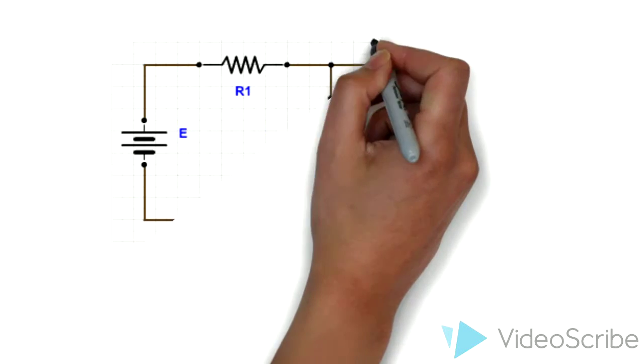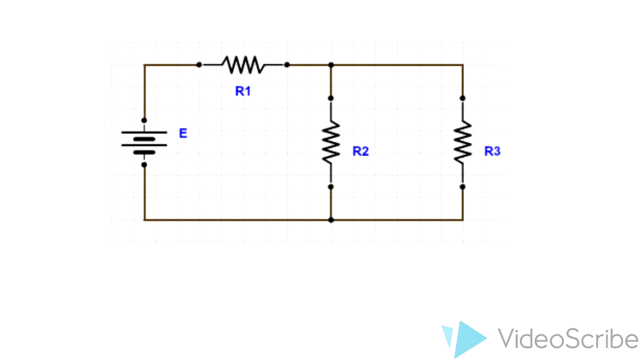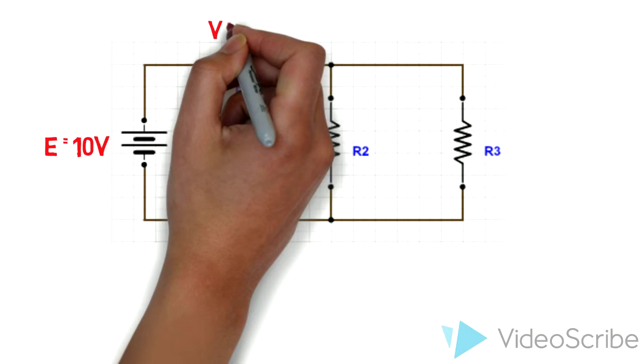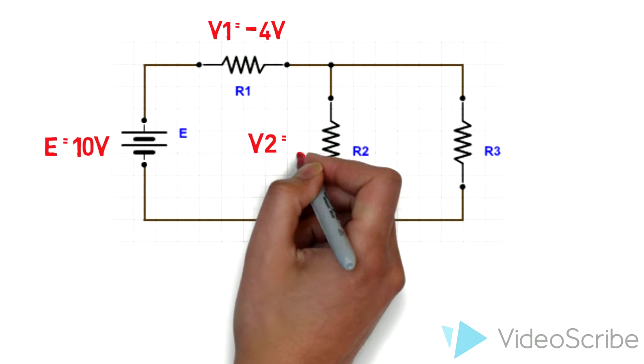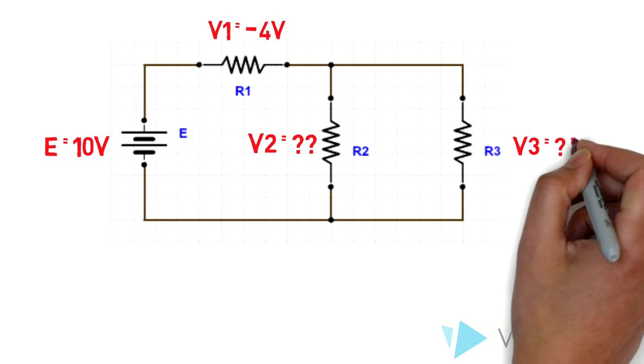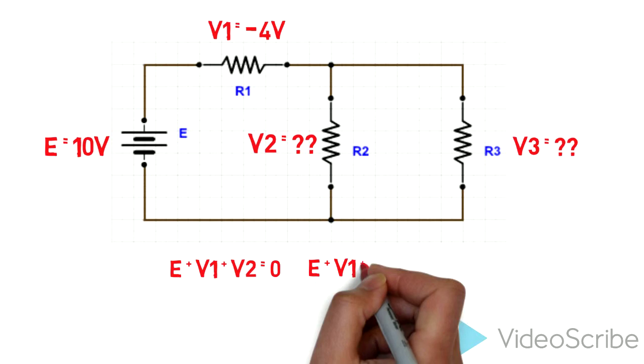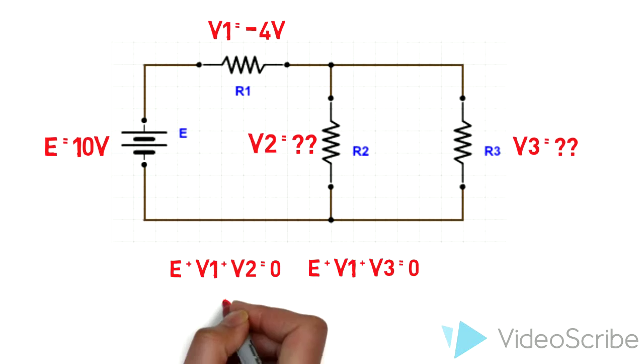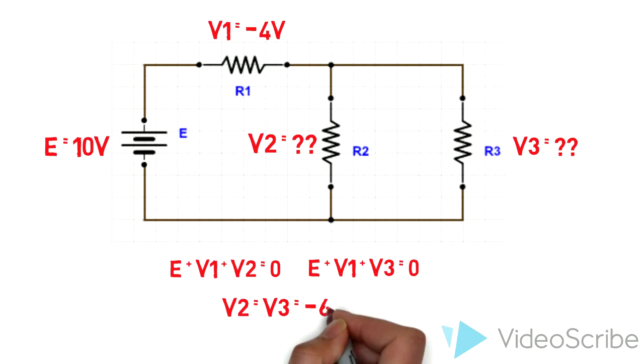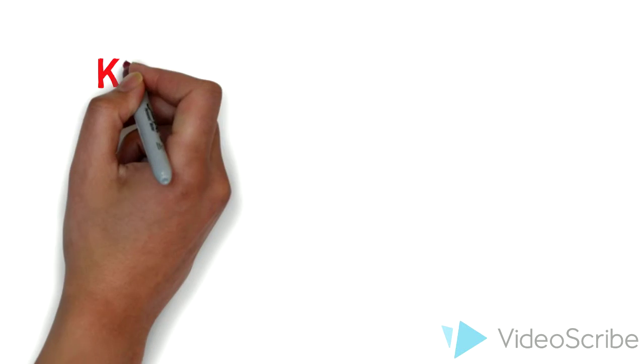Take this circuit for example. The power supply is producing 10 volts, and the first resistor is dropping 4 volts. But what about the next two voltages? An application of KVL will yield these two equations, one for each loop of the circuit. From there, it is easy to see that the two voltages are minus 6 volts.